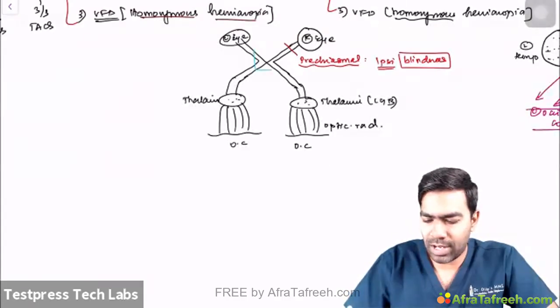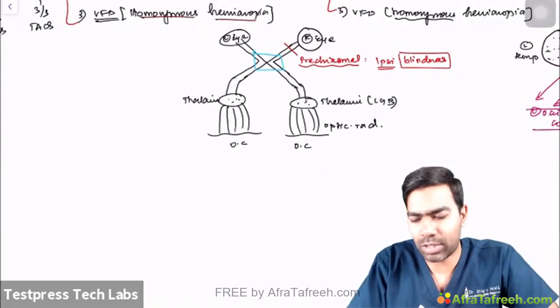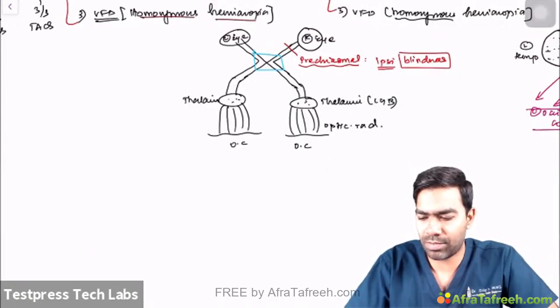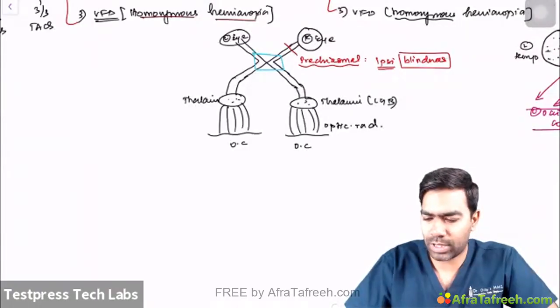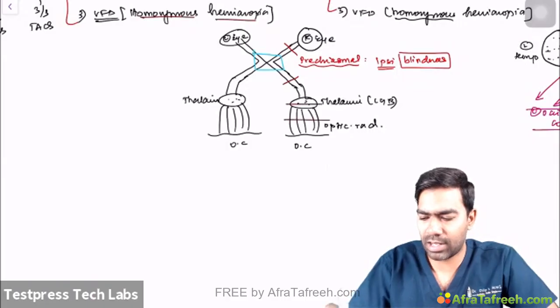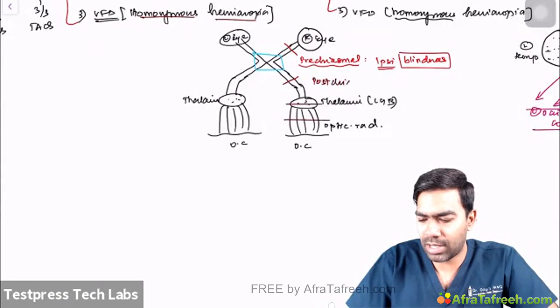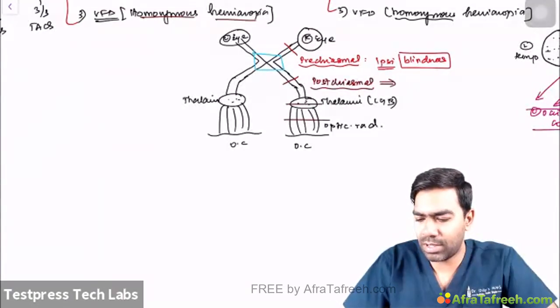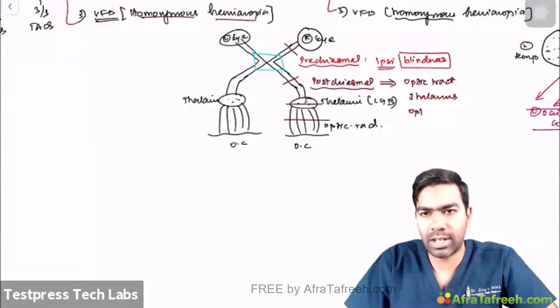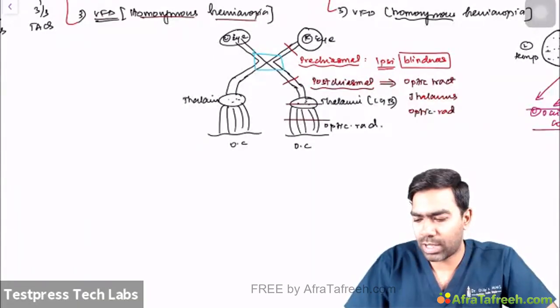Or if I'm having a chiasmal lesion, or a post-chiasmal lesion. Let me talk about a post-chiasmal lesion first. Suppose I'm having a post-chiasmal lesion anywhere, here, here, here. So what will happen in case of a post-chiasmal lesion? Anywhere. A post-chiasmal lesion can be in the optic tract, or in the thalamus, or in the optic radiation, and it can be in the occipital cortex as well.